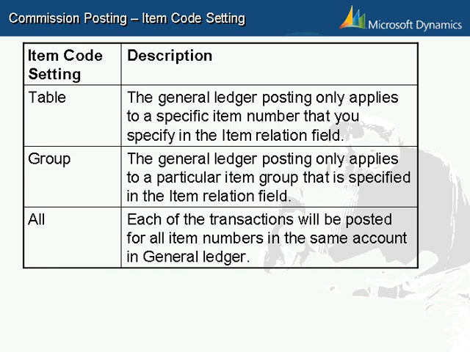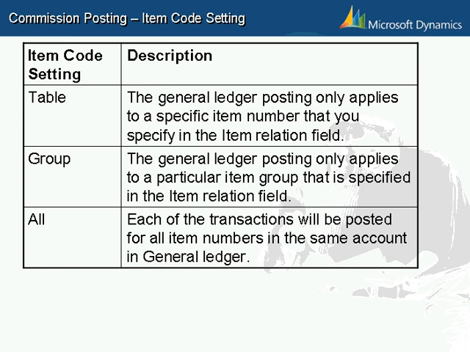The commission posting table is used to specify a general ledger account for commission posting to be debited only during invoice update, and also an offset account that is credited. So here you see posting, item code settings for posting.